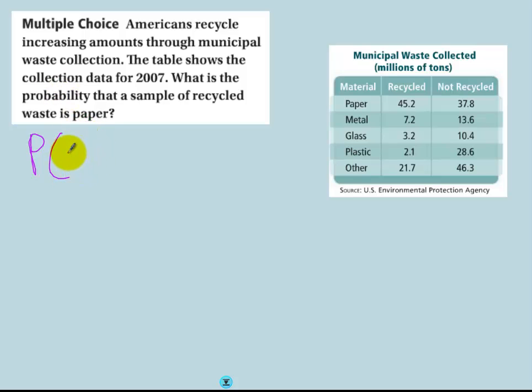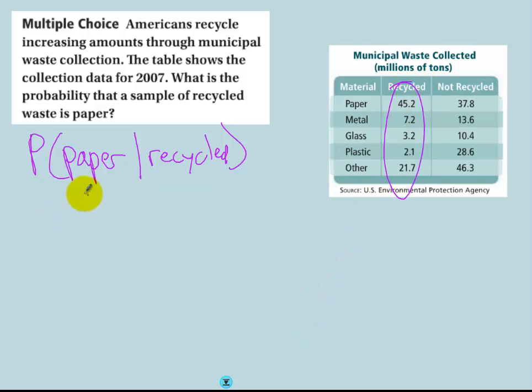So you've got to be careful. Is this recycled given that it's paper, or is it paper given that it's recycled? If you're reading this carefully, what's the probability that a sample of recycled waste is paper? So I am taking something that is recycled waste, and I'm trying to figure out if it's paper. So I want to read this as, what's the probability that it's paper given that it is recycled? So you have to read those very carefully. I'm trying to figure out if something's paper out of all the things that are recycled. So I'm looking at that data right there.